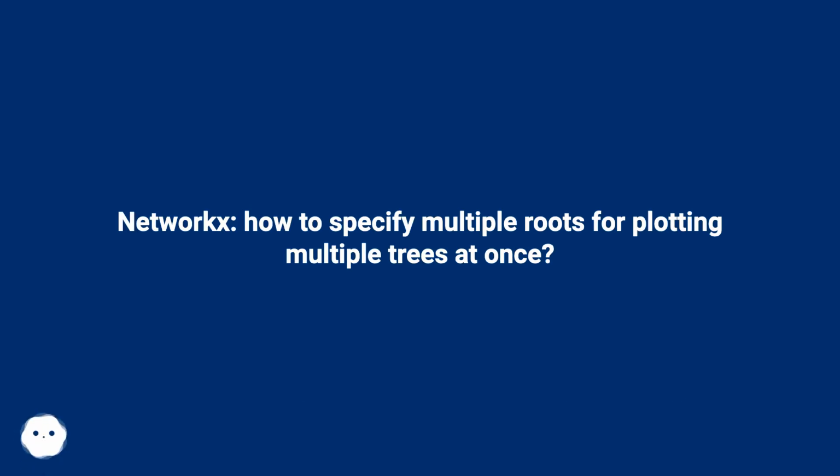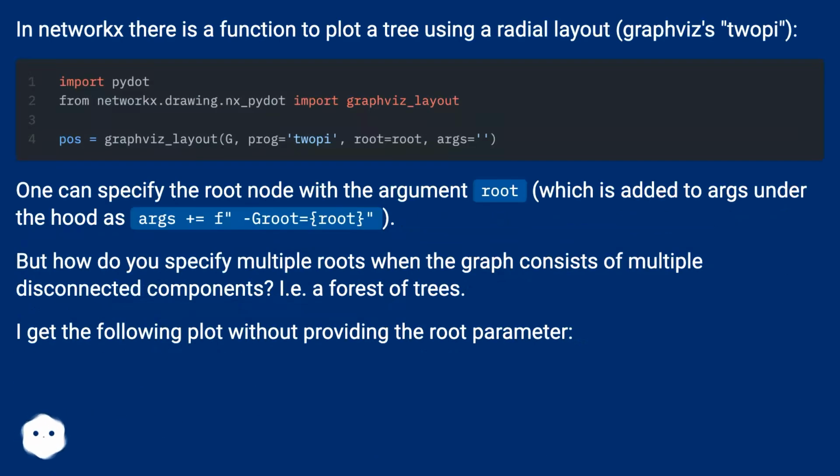NetworkX: how to specify multiple roots for plotting multiple trees at once. In NetworkX there is a function to plot a tree using a radial layout, graphviz_layout with prog='twopi'. One can specify the root node with the argument root, which is added to args under the hood as args += f'-Groot={root}'.